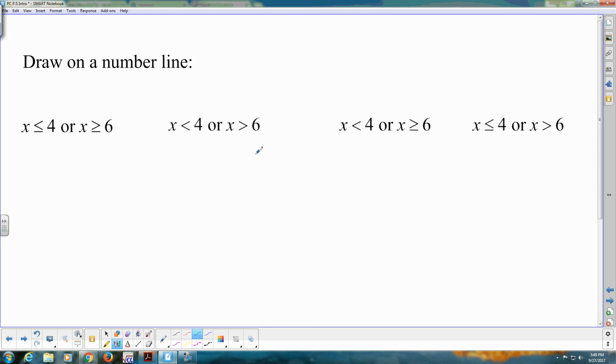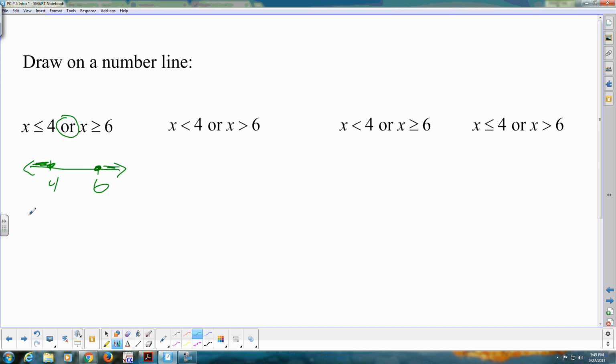Okay. We haven't looked at what it's an OR scenario, how to do that. Draw this on a number line. So you'd have 4 closed going left. You'd have 6 closed going right. So they're shaded away from each other. When they're shaded away, it's an OR. You have to have the word OR between them.